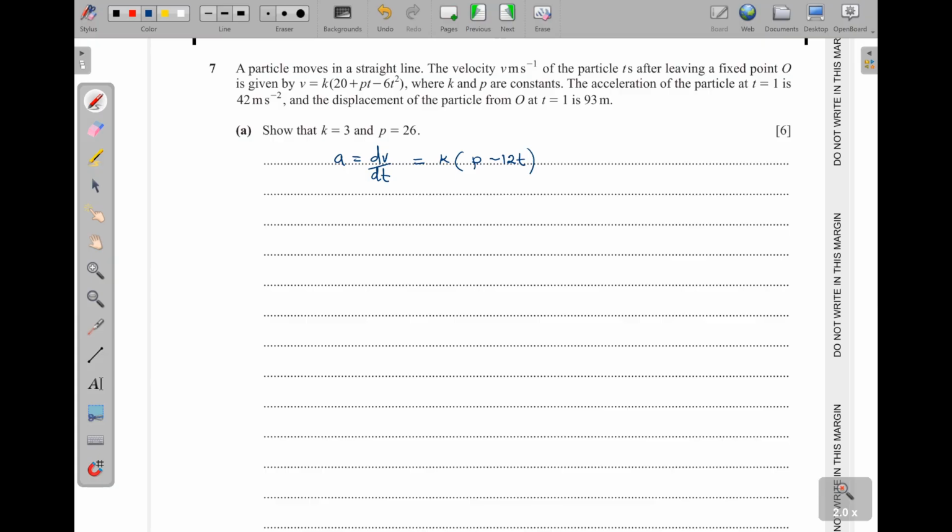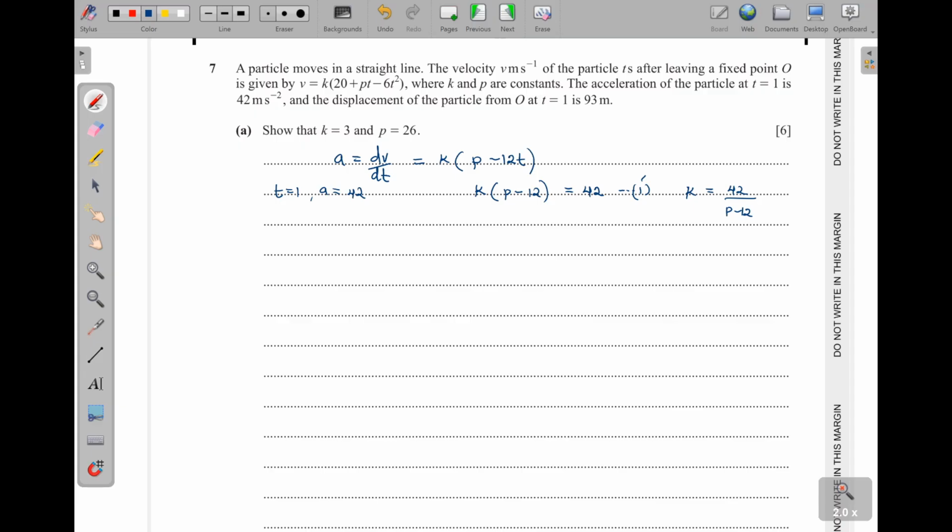Then they said at t is equal to 1, acceleration is equal to 42. You can see it here. So I can have k into (p minus 12), which is equal to 42. Or I can have my k, which is equal to 42 over (p minus 12). So maybe that is my equation 1.